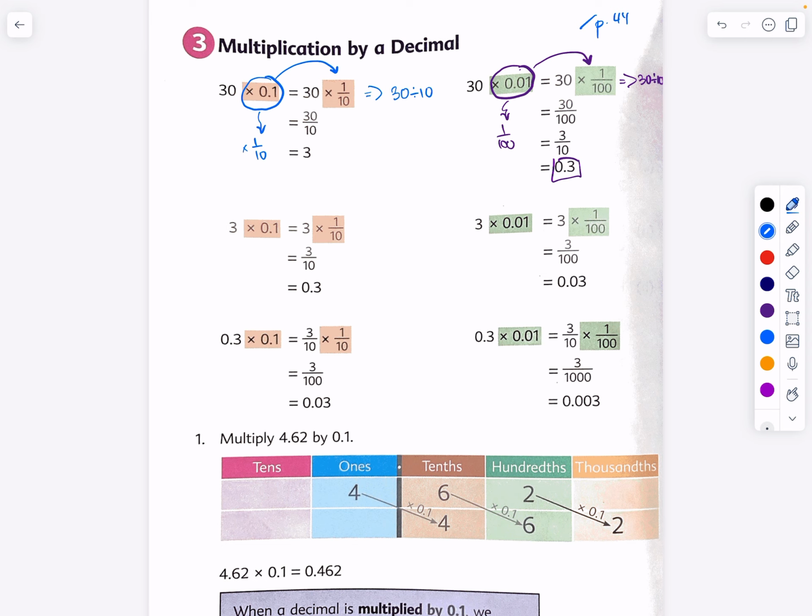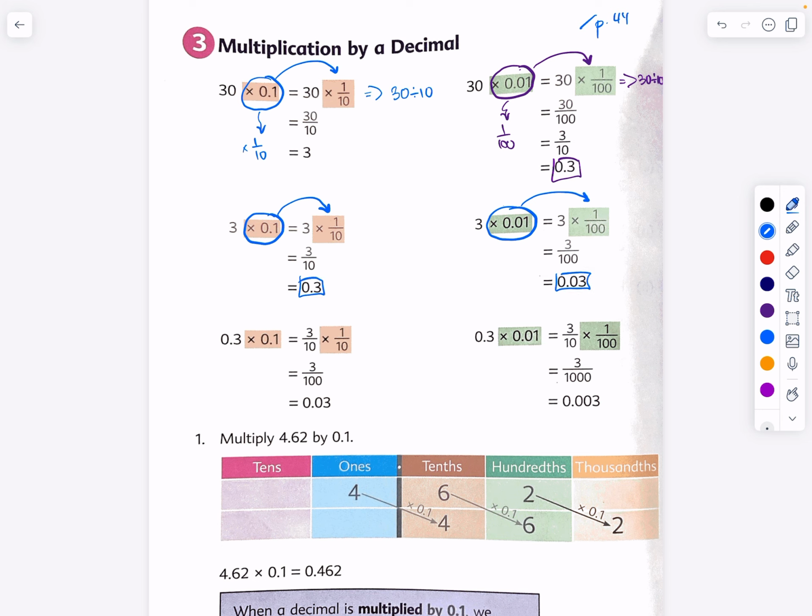Let's take a look again on the left. We are now multiplying a smaller number, 3. What is 1/10 of 3? Well, 1/10 of 3 is 0.3, right? And let's take a look at this. Multiplying by 0.01 is the same as to multiply by 1 over 100, or what is 1/100 of 3? And we do know it's 0.03.